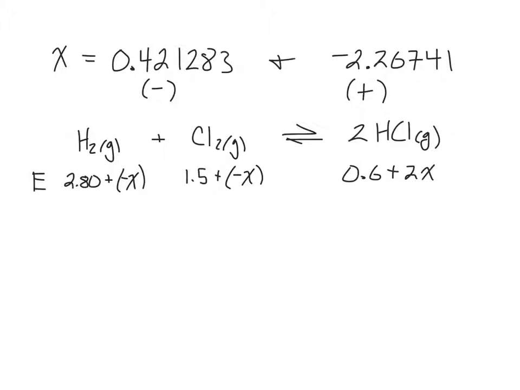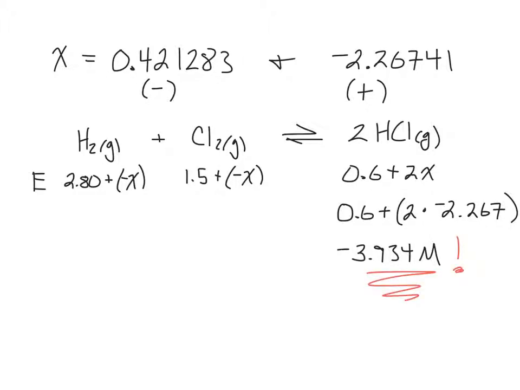If we start out with x equal to negative 2.26741 and plug that in and calculate the equilibrium concentration of HCl gas, what we find is that we get a negative molarity. We get a molarity of negative 3.9348 molar. You cannot have a negative concentration. The number of moles cannot be a negative number, and the volume cannot be a negative number. So that particular root doesn't give us an equilibrium composition that makes chemical sense, so we can reject it.